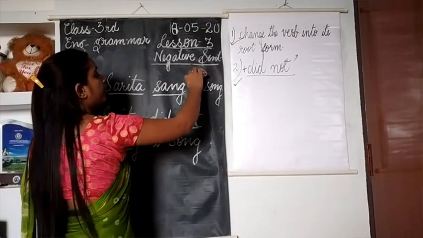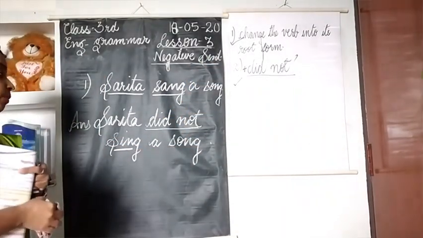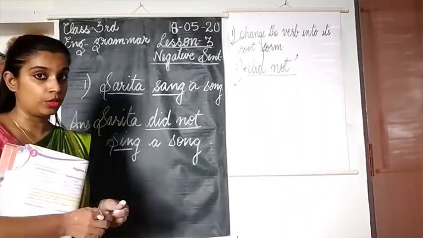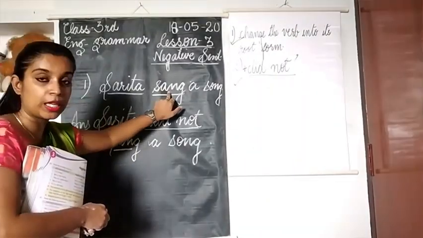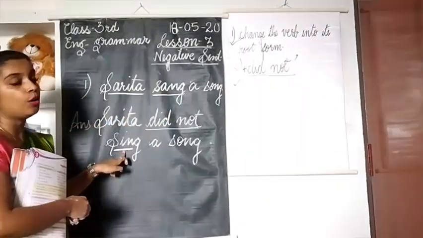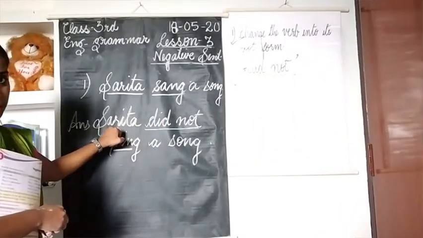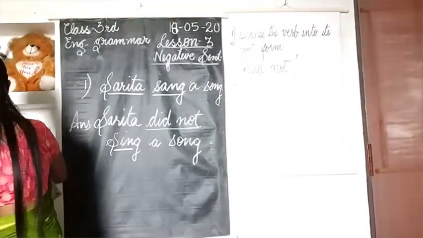So when the sentence is in past tense, you will first change the verb into its root form, because in past tense the second form of the verb is used. So the very first thing you need to do is change this second form of the verb into its root form, and then add did not after the subject. So I hope this example is clear to you all. Let's see one more example.